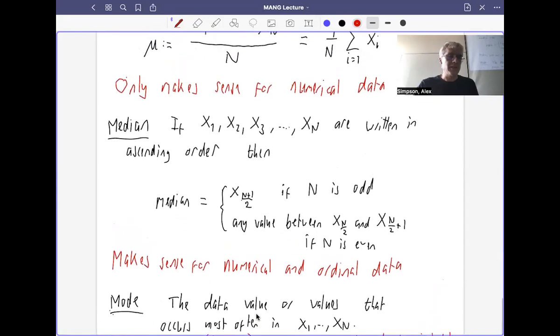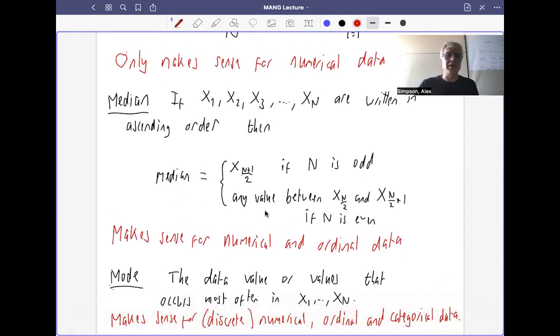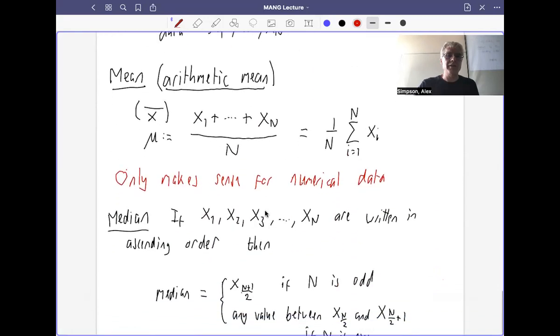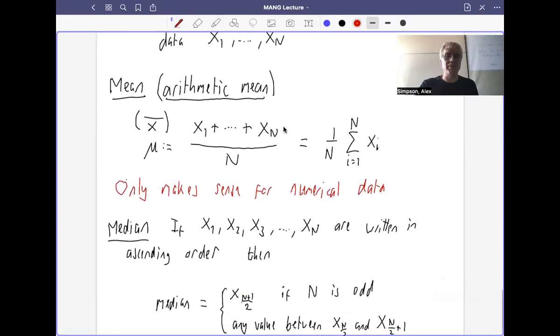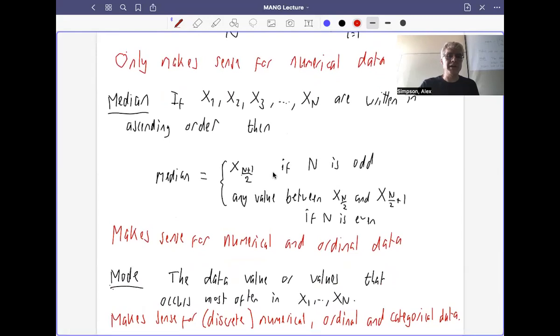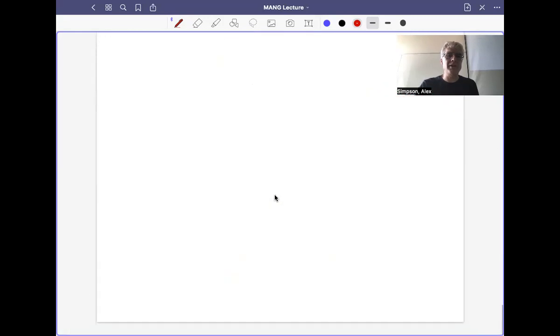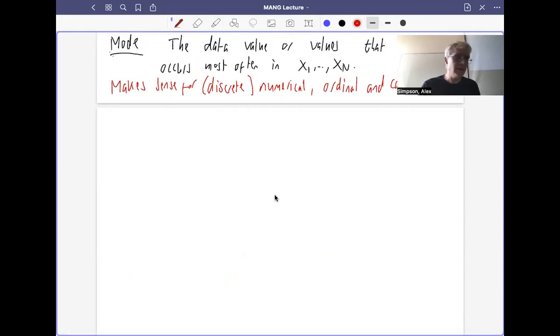Okay, so those are the three forms of average. So that's the measure of the central tendency, or the typical value of a set of data. The other thing I wanted to look at was the notion of spread. So let's look at measures of spread. And as I've told you already, we're going to look at just one of them, which is the standard deviation.